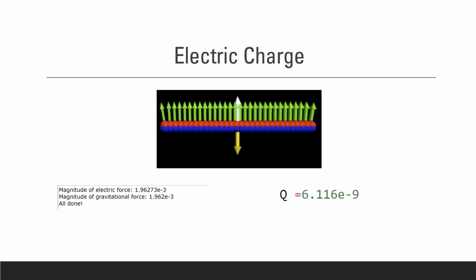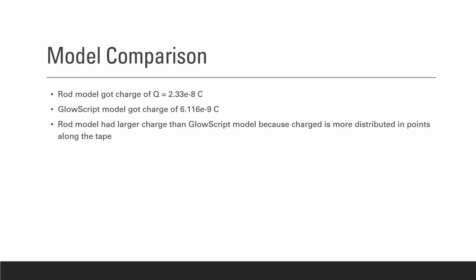Finally, we see that the magnitude of the gravitational force is around 1.96 e to the negative 2 newtons, and then we used a charge Q of 6.116 e to the negative 9. In our model comparison, the rod model had a charge of 2.33 e to the negative 9 coulombs, and the ClosScript model had a charge of 6.116 e to the negative 9 coulombs. From this, we see that the rod model had a different charge than the ClosScript model because the charge is more distributed in points along the tape.